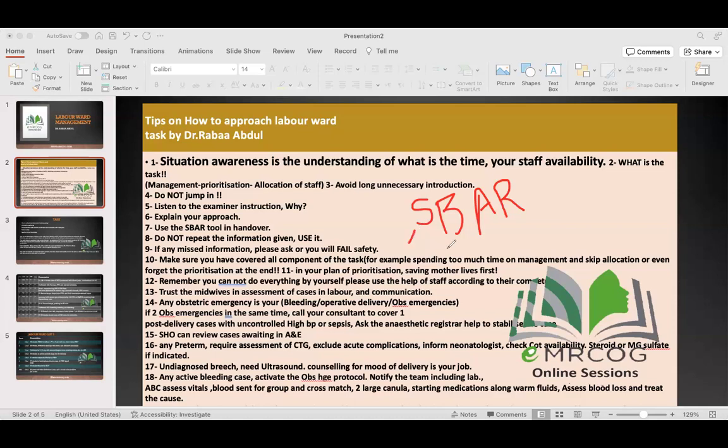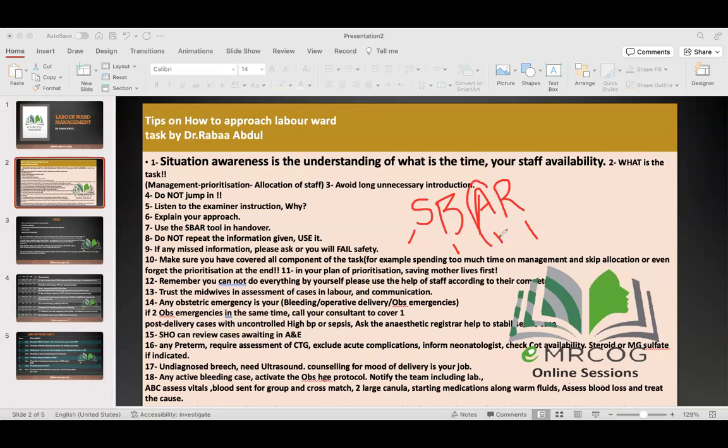So what is the SPAR tool? Simply, it is situation, background, assessment, and recommendation. Situation: what is the diagnosis, what you can see now. It's a case of PPROM, a case of preterm labor, a case of prolonged second stage. This is what you will say. Background: what is the background of this case? It's a multipara with previous cesarean section, for example, or a twin pregnancy, dichorionic diamniotic. This is what you know as the background of the case. Or the case had fever, or is a known group B streptococcus carrier, or whatever.